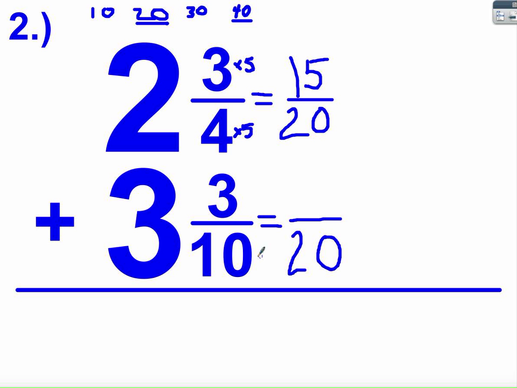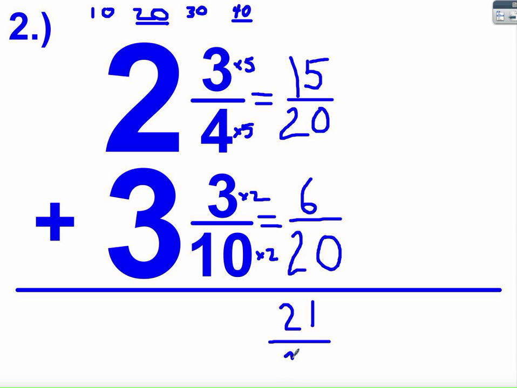And then on the bottom, it looks like I did 10 times 2 is 20. I do the same to the top. 3 times 2 is 6. Okay, so now we add these fractions now that they have common denominators, and I end up getting 21/20.